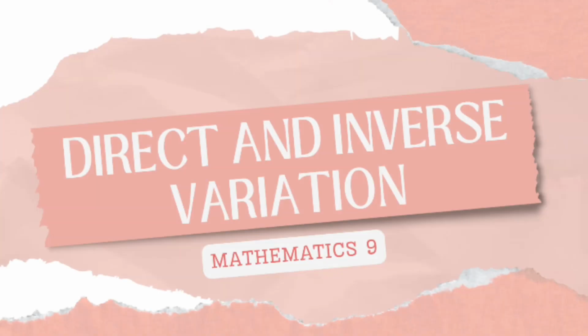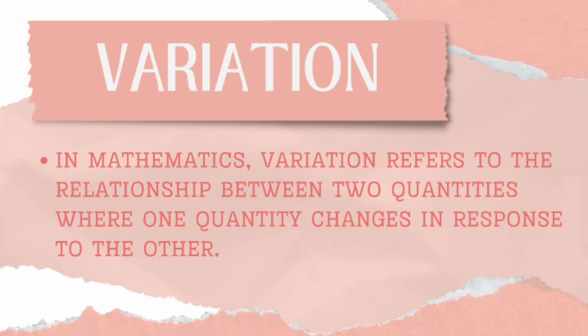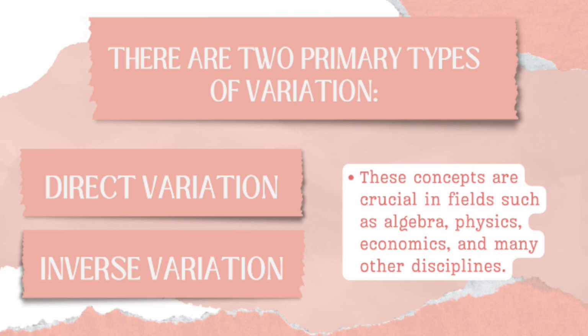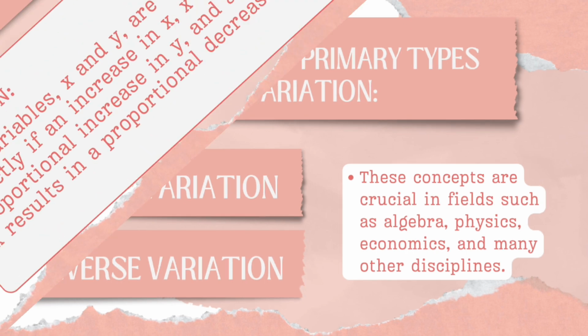Direct and inverse variation. In mathematics, variation refers to the relationship between two quantities where one quantity changes in response to the other. There are two primary types of variation: direct variation and inverse variation. These concepts are crucial in fields such as algebra, physics, economics, and many other disciplines.